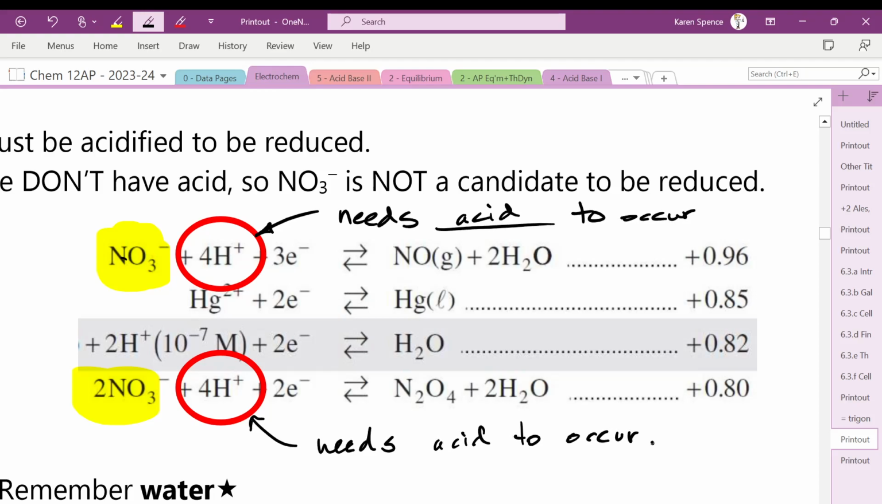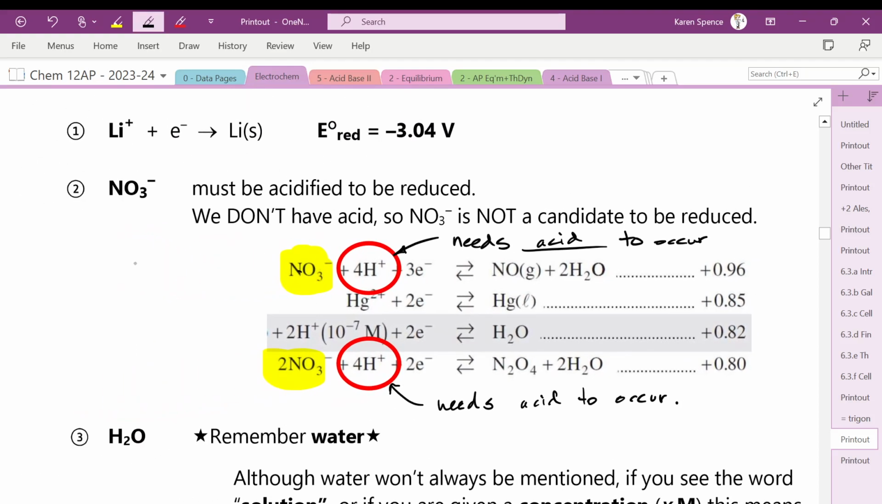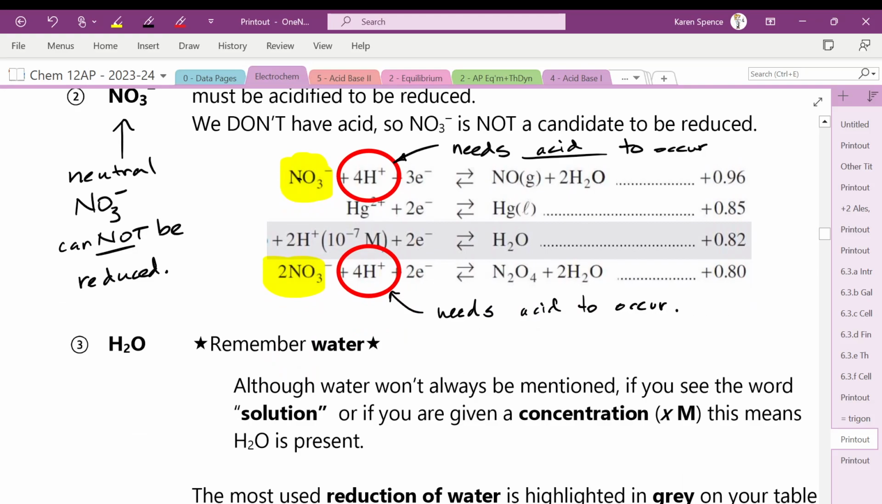So we can say, okay, that means that neutral nitrate cannot be reduced. And that means we need to look at water. I've written down here, don't forget, if it says solution, you have water. If it gives X molarity, okay, you know, if it gives 0.1 molar, that means it's a solution. So those mean that water is present.